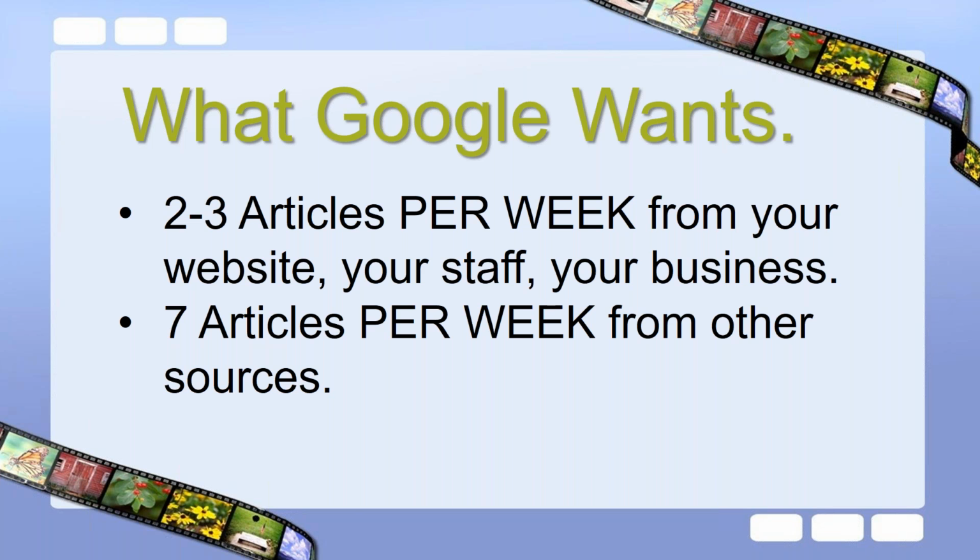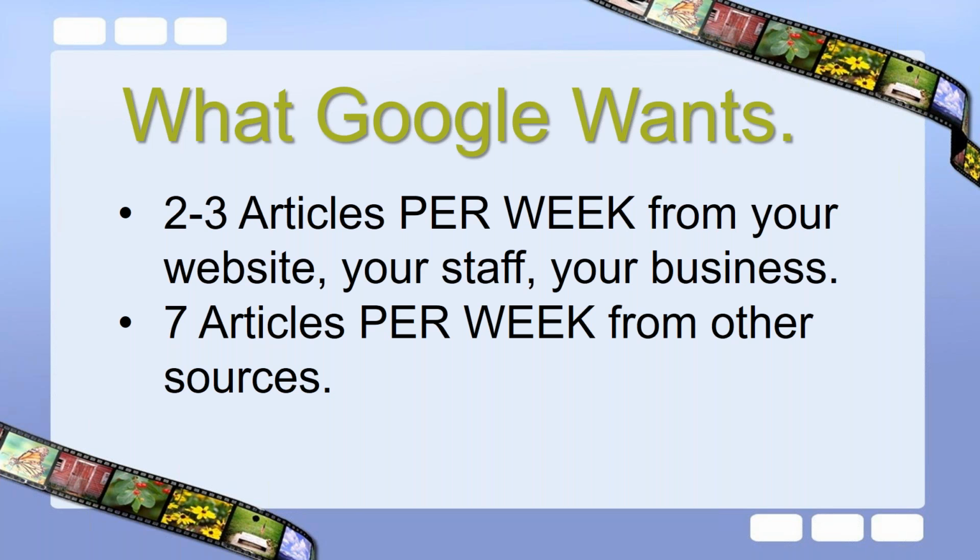So for a local small home care business, for one office, you need to have 2 to 3 articles per week from your website, your staff, and your business, going on your website, on your blog. You have to have a blog. Having a static website that never changes is 2002. You can't do that anymore. It's never going to work if you don't post content on your website. 2 to 3 articles per week from your website, your staff, your business, that go out to all the social media with something called syndication that we'll talk about.